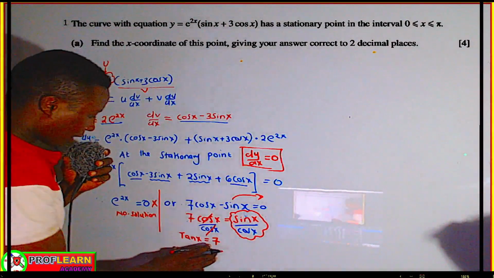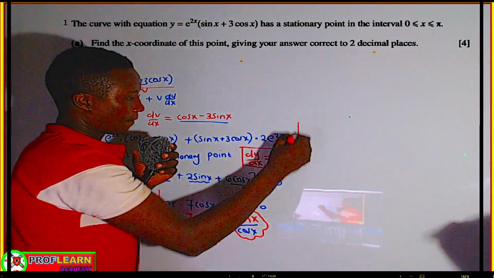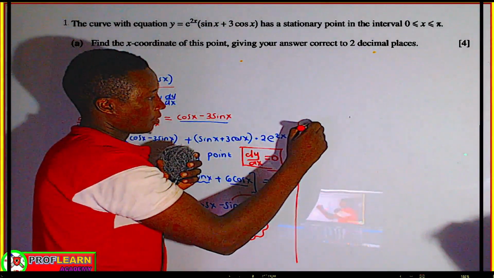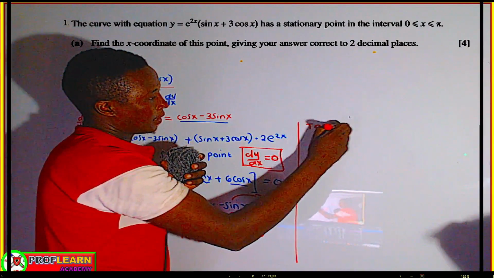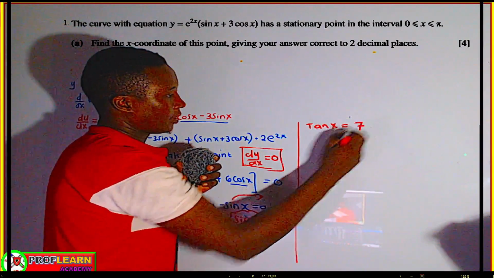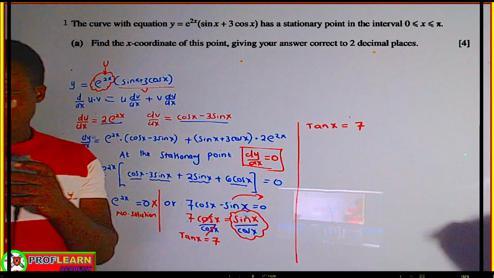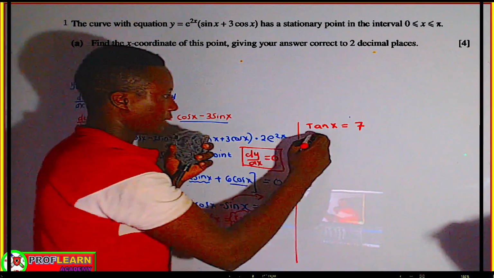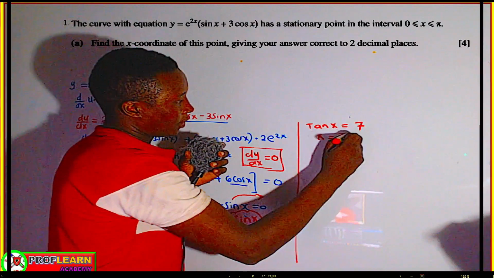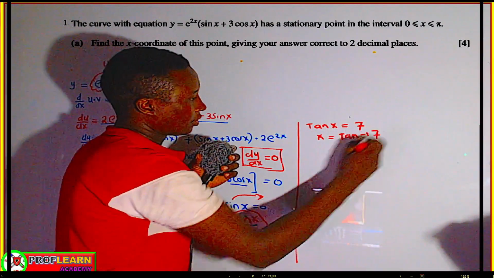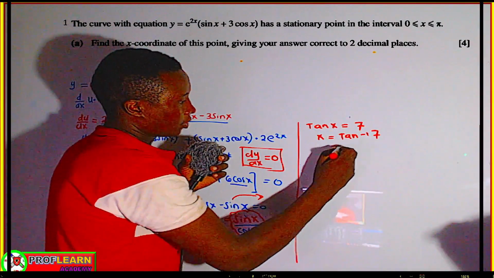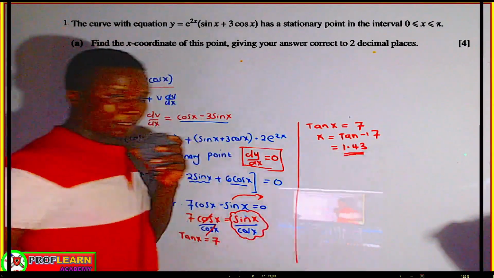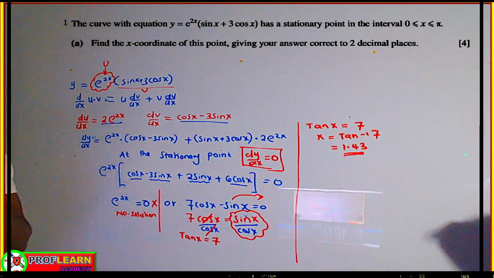And then we can now say at this given point that since tan x equals 7, and in this particular question we are trying to find the x value, or the x coordinate, our x is going to be tan inverse of 7, and this is going to be 1.43 as our final answer.